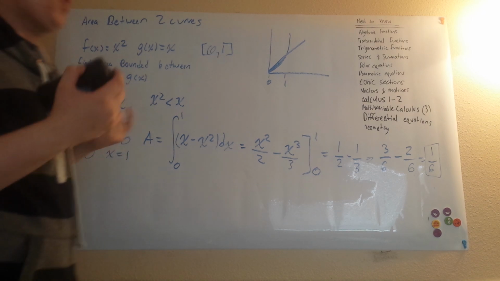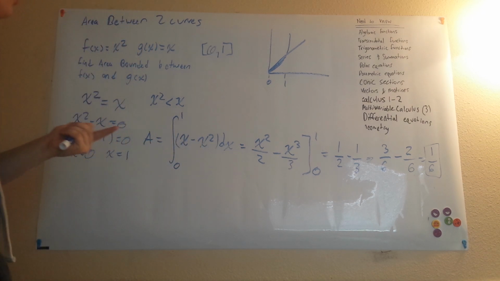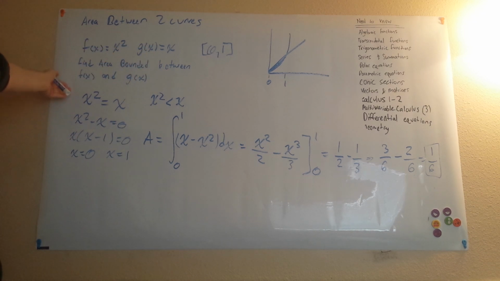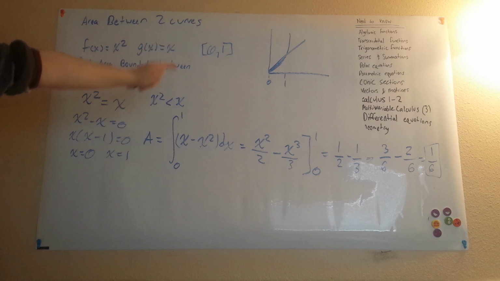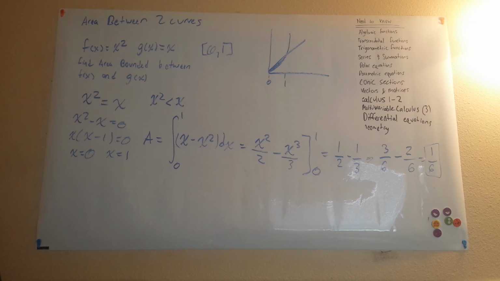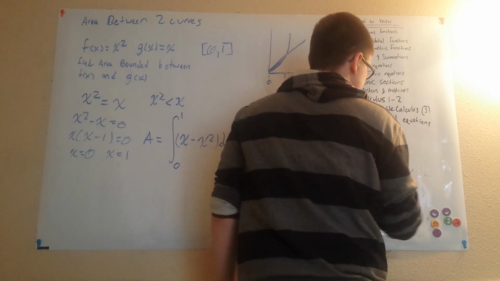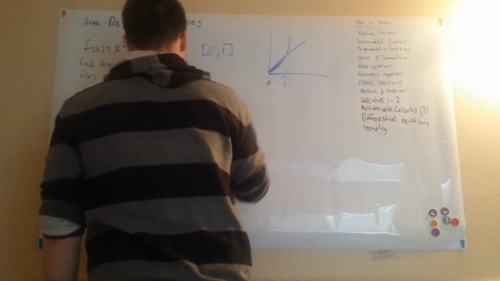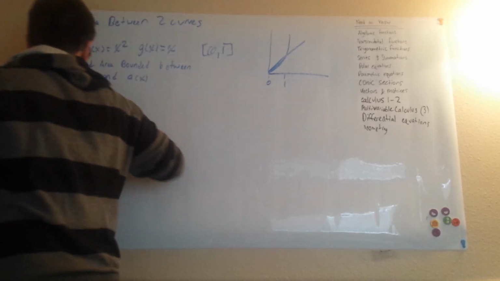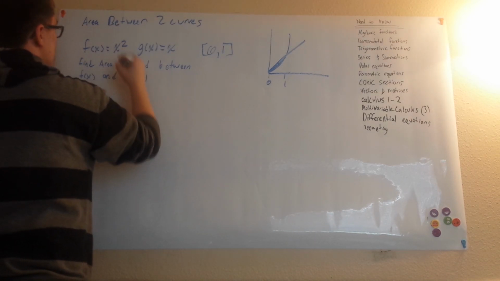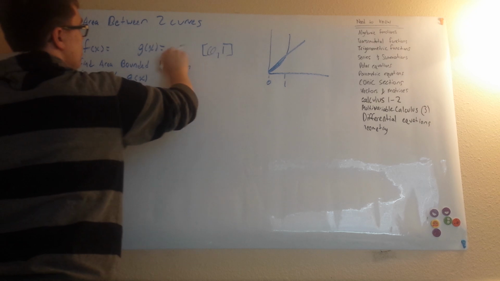And this is really the hardest problem you're going to get. You're not going to get an interval, you're going to have to find where they're equal to each other from the bounded curves, right? Then take your integral. That's really it. Let's do one more. And I'm going to change the functions.